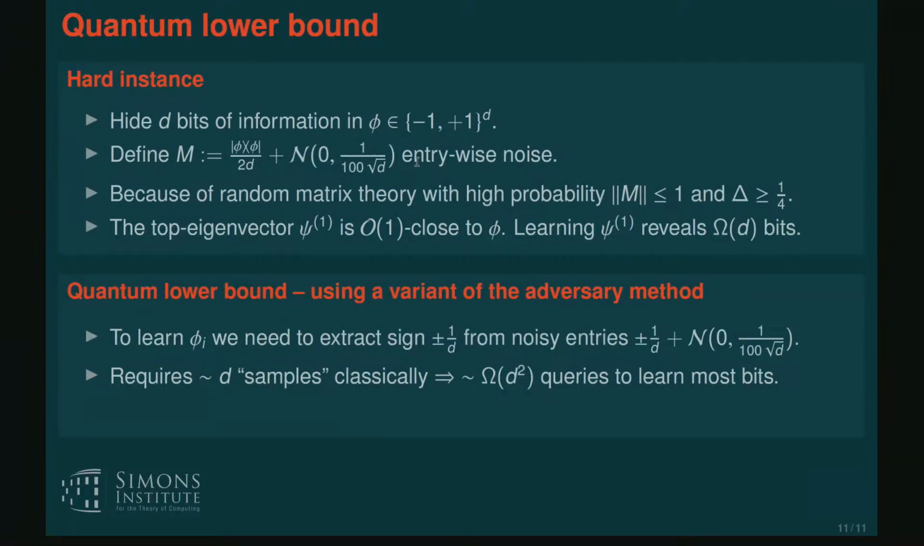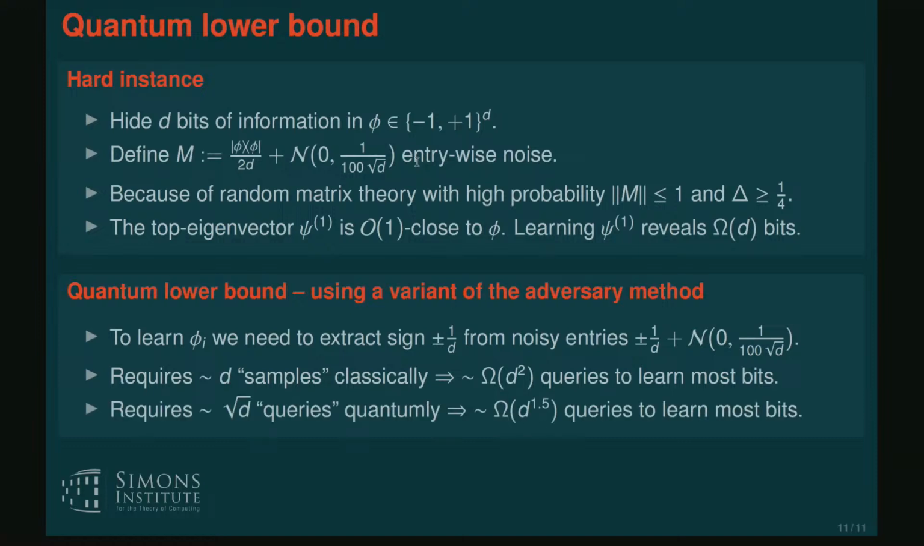So that means I need at least d squared queries to this matrix classically. And that's not surprising, that you need to read through the whole matrix classically. But the good thing is that this argument also works in the quantum case. The difference is that when I have some noise, the estimation is quadratically more efficient in the quantum case. So it only requires about square root d queries to these matrix entries to recover a single sign. But I still need to recover essentially all the signs to find this top eigenvector, and there are d signs, so it's d to the 1.5.